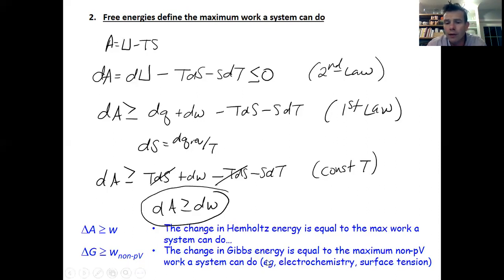And some quick examples of non-expansion work that are relevant in chemistry are things like electrochemistry. So you might remember using delta G's to calculate cell potentials, electrochemical cell potentials or something like that. That's where this comes from. Surface tension with bubbles is another example. So this is the second use of free energies, right? They tell us the maximum work that a system can do. I have some problems for you to explore this a bit. Look at them, they're good. There's some interesting kind of curious effects. And I will see you next time for a discussion of Maxwell relationships.